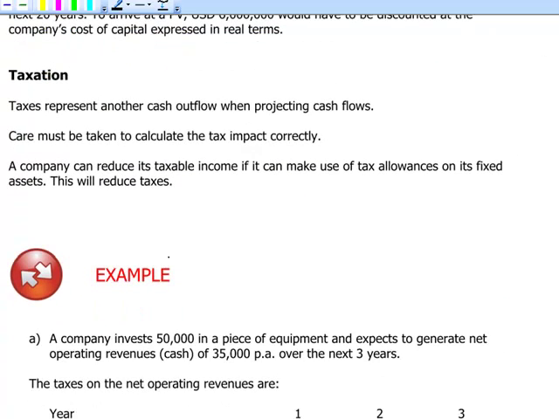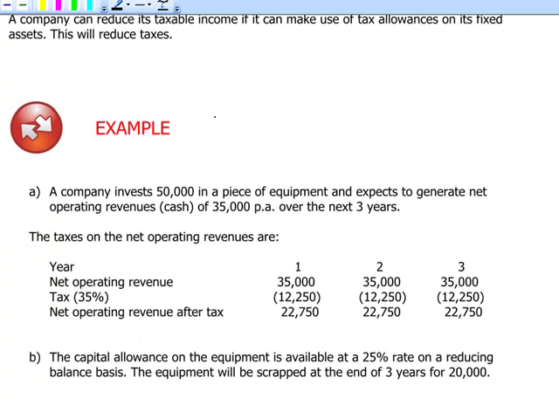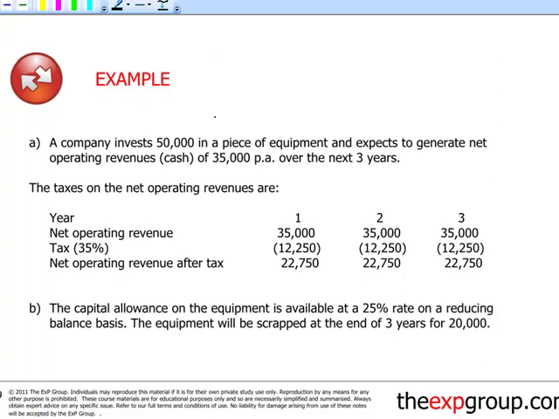Let's move on to taxation issues. Taxes represent a cash flow when we do our projections. We have to calculate the impact of taxes accurately. Let's have a look at the impact, for example, of a company investing $50,000 in equipment, and they expect net operating revenues in cash terms of $35,000 over the next 3 years. So here are the cash flows, here are the taxes that are operating on that revenue, and this is our net operating revenue after tax.